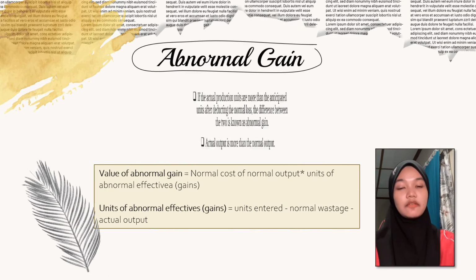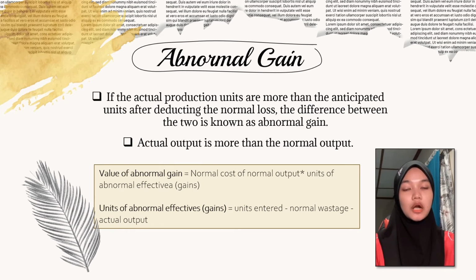Abnormal gain. If the actual production units are more than the anticipated units after deducting the normal loss, the difference between the two is known as abnormal gain. Actual output is more than the normal output. The value of abnormal gain is the normal cost of normal output multiplied by the units of abnormal effective units gained, while the units of abnormal effective units gained equal units entered minus normal wastage minus actual output.